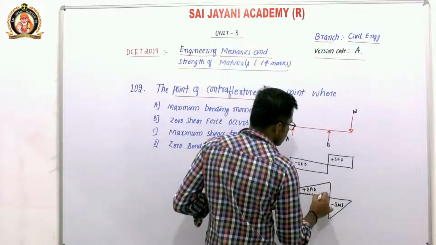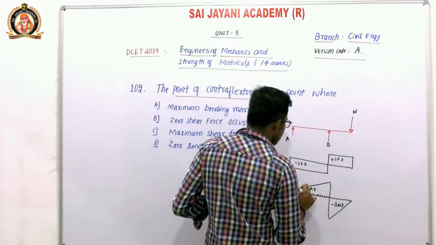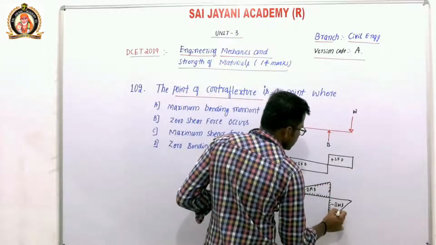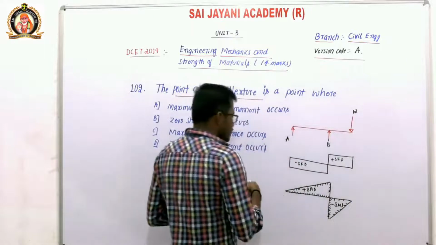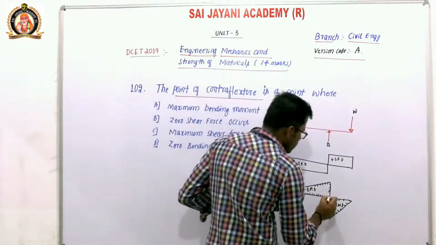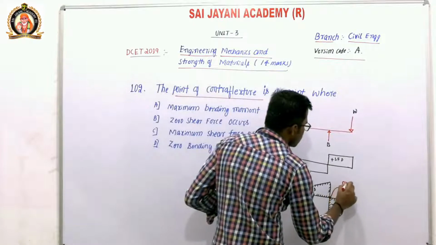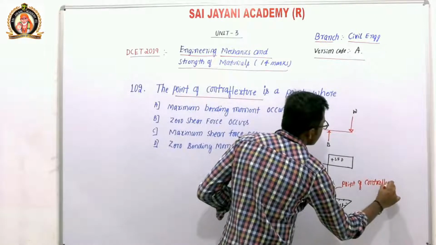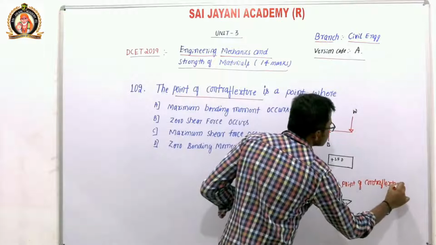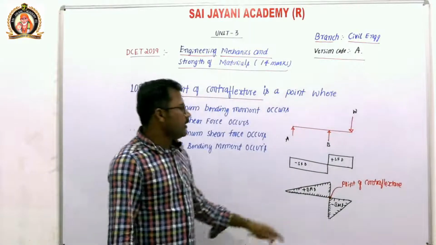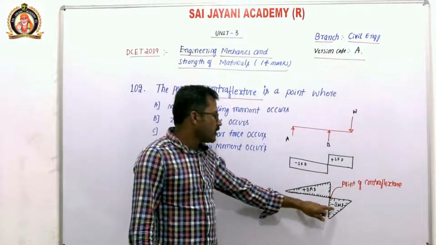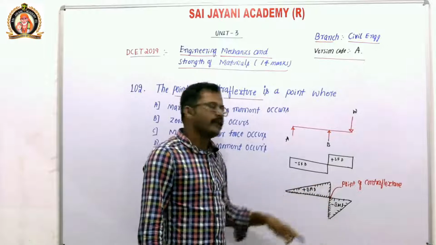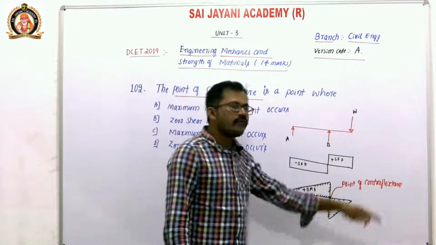So as I told, the point of contraflexure is the point where the bending moment changes its sign. So here is the point where bending moment changes its sign. This point is known as point of contraflexure. So the point in bending moment diagram where the bending moment changes its sign from negative to positive or positive to negative, that point is called point of contraflexure.